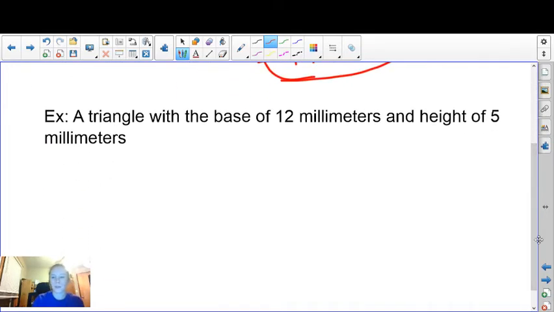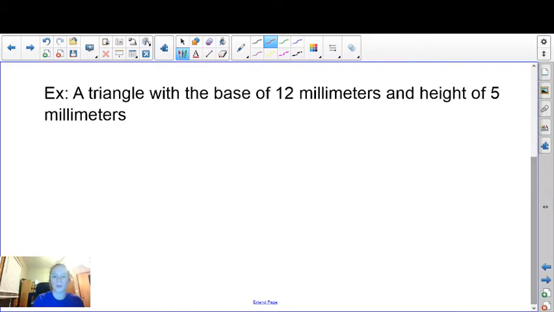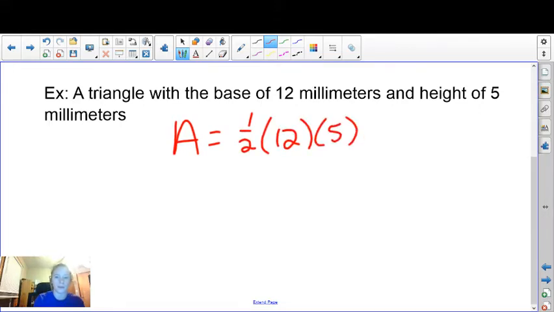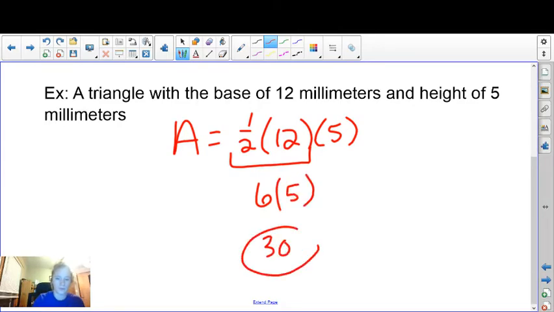Next, we have a triangle with a base of 12 millimeters and a height of 5 millimeters. So this one's slightly different. It's a half times base times height. So you start with the leftmost, which would give me 6 times 5, which is 30. Ooh, I forgot my units.